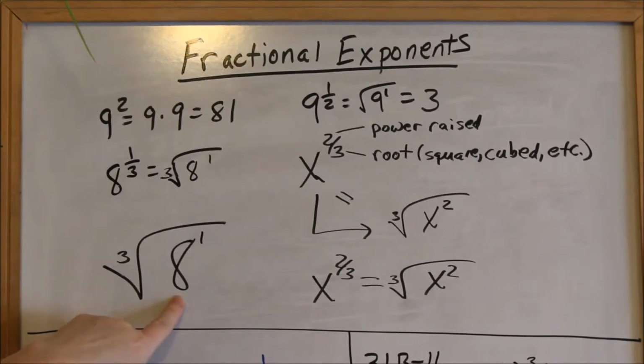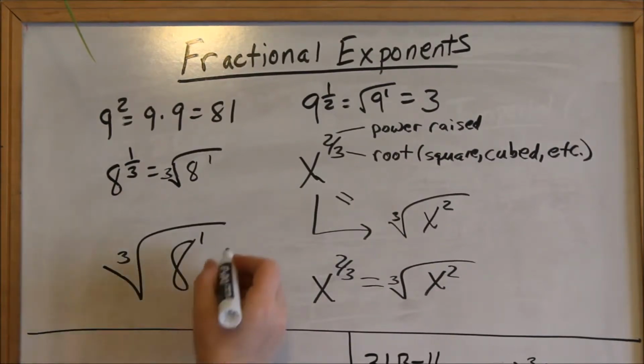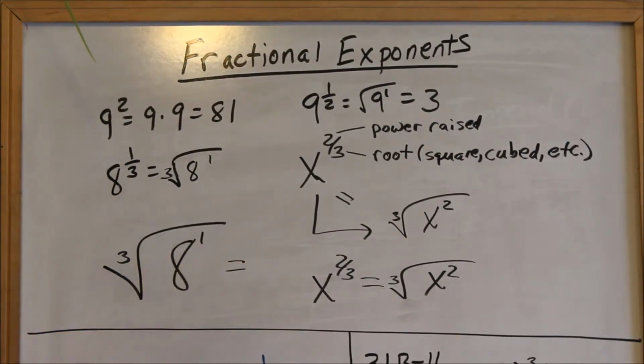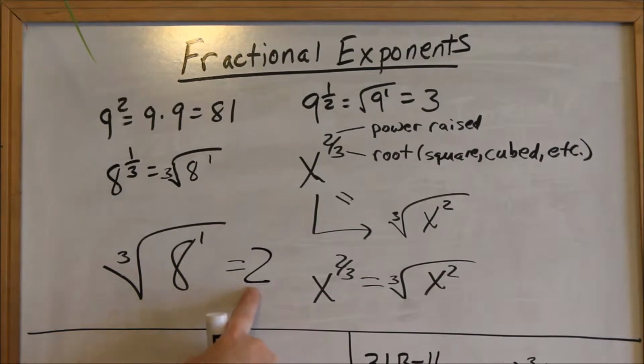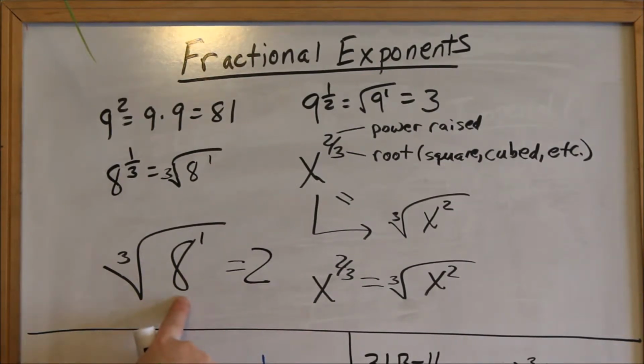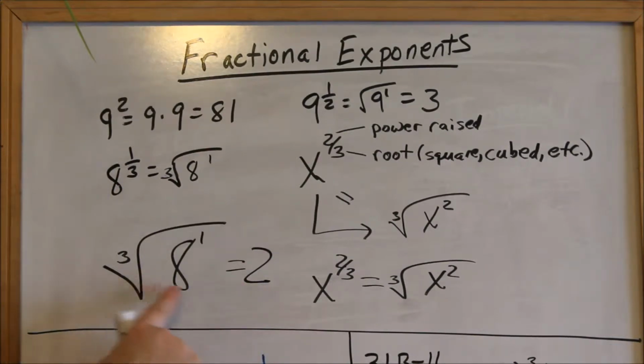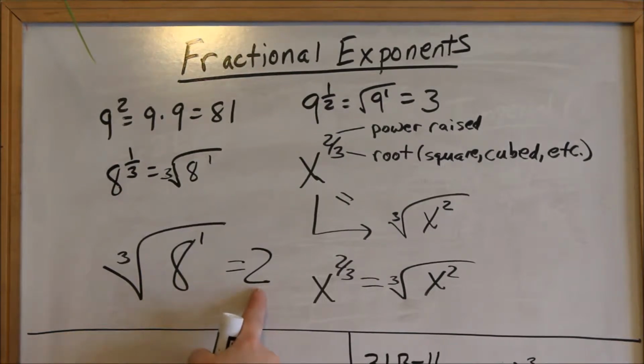8 to the 1st power is still just 8. The cube root of 8 means what times itself 3 times will give me 8, and that is 2. 2 times 2 times 2 is 8. The cube root of 8 is 2. Again, the cube root means what times itself 3 times gives you 8. 2 times itself 3 times gives you 8.